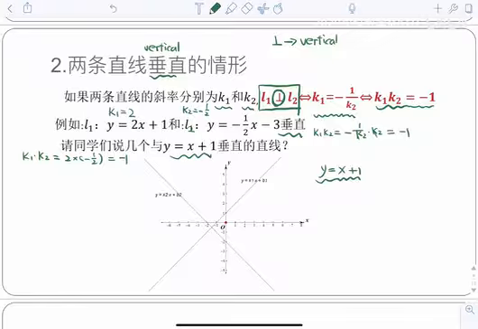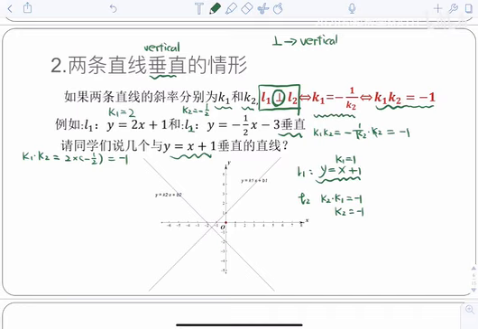Which line is perpendicular to this straight line? We can see this one is L1, so its K1 equals 1. I want to find the L2 that is perpendicular to L1. This means K2 times K1 equals minus 1. We know K1 is 1, so K2 equals minus 1.